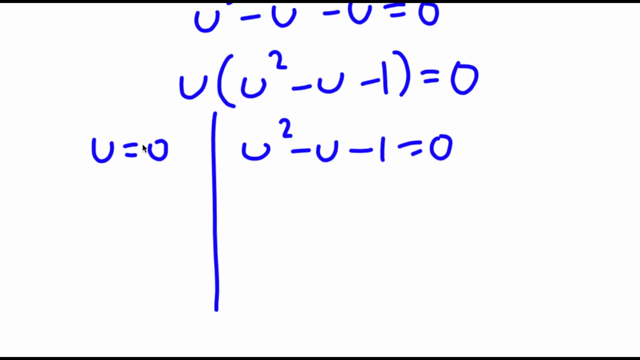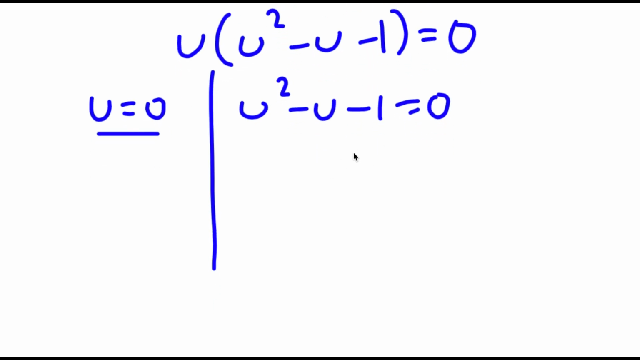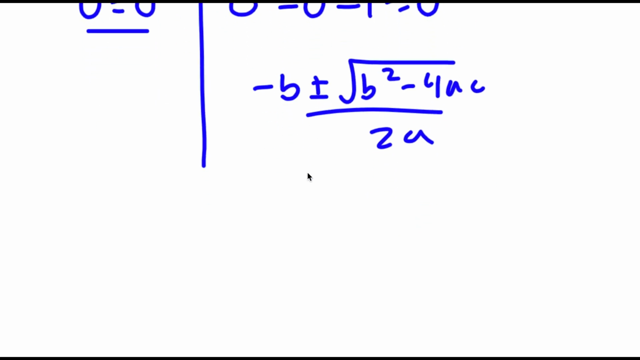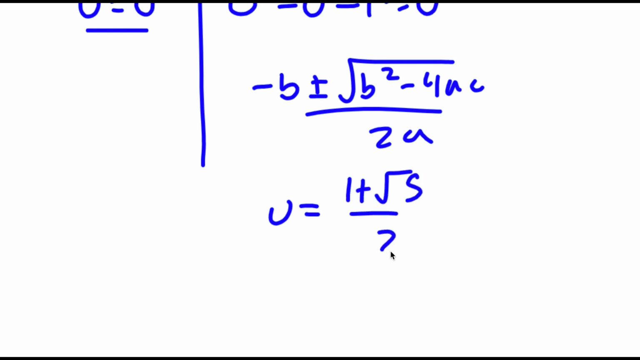So u equals 0 is already a solution. And to solve u squared minus u minus 1 equals 0, we have to use the quadratic formula, which is negative b plus or minus the square root of b squared minus 4ac over 2a. I'm not going to waste your time plugging in everything into the quadratic formula, but you should end up getting u equals 1 plus the square root of 5 over 2, and u is equal to 1 minus the square root of 5 over 2.